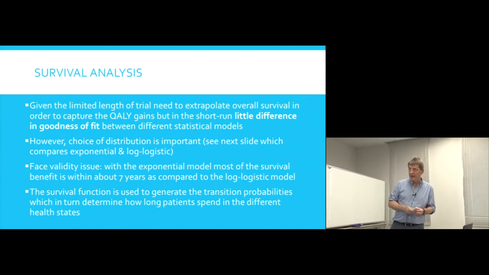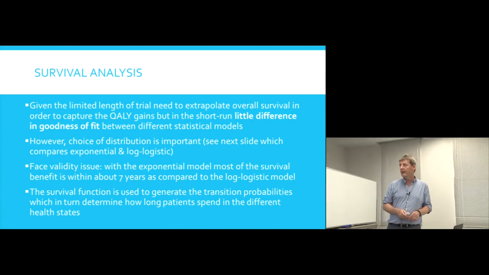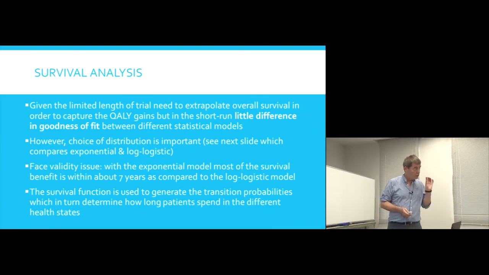And in the next slide, I'm going to compare two different statistical models. One is an exponential model, and the other is what's called a log-logistic model. And the key point is they produce rather different results. So they start with the same data, they start with the trial data, the observation of what happened during the trial to these patients, and then they predict what happens next.